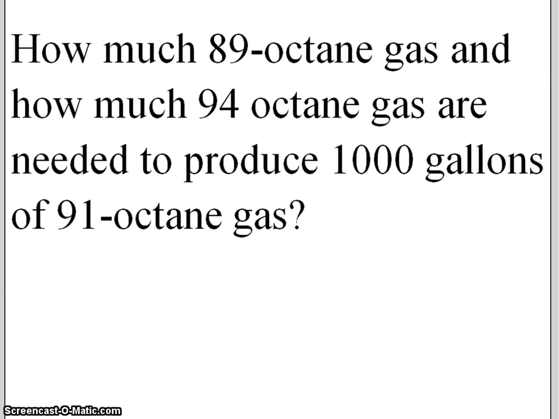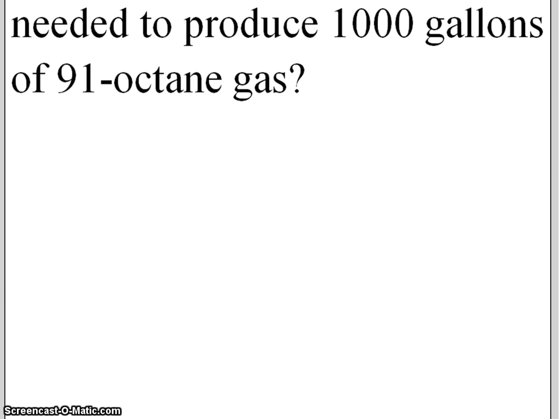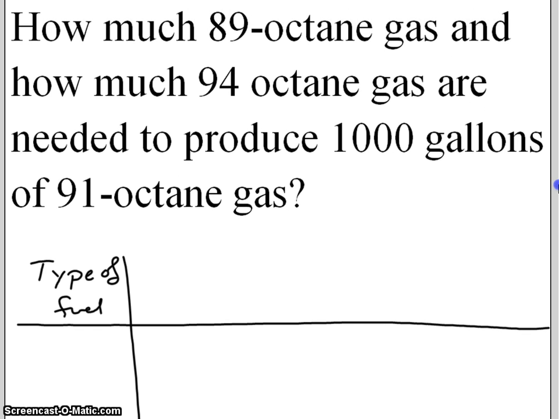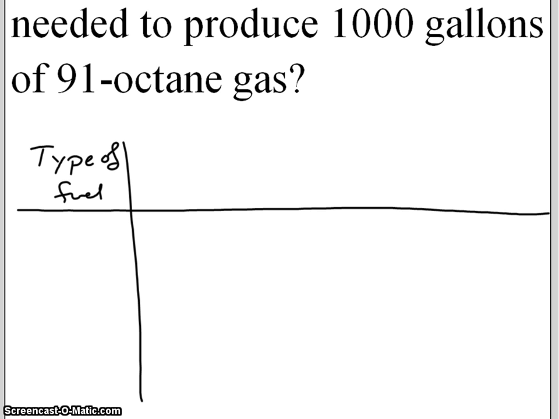So let's set this up here. And what I like to do is make a little table. So we're going to talk about the type of fuel. When I'm doing a table, these are going to be my headers, my first row. Let's see what we're mixing here. We're mixing an 89 and a 94 to get a 91.